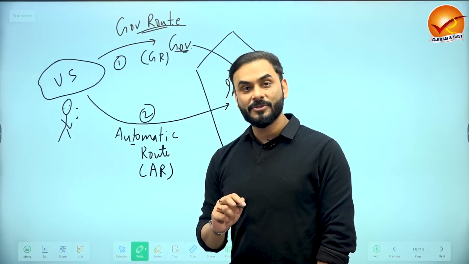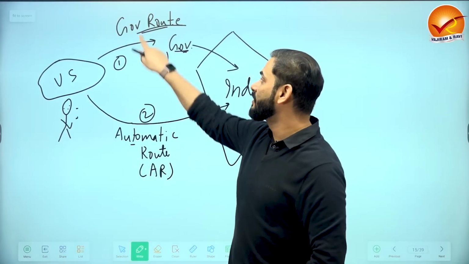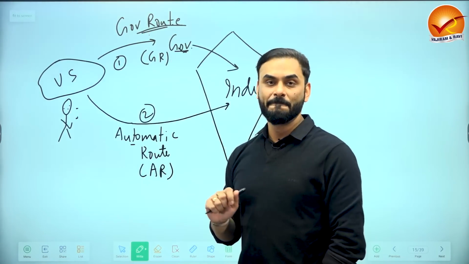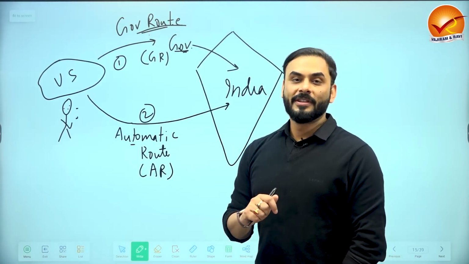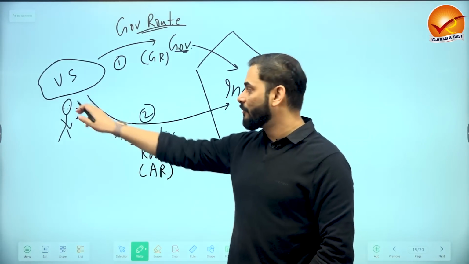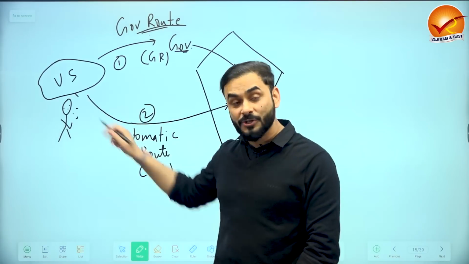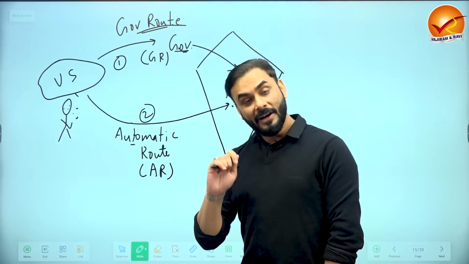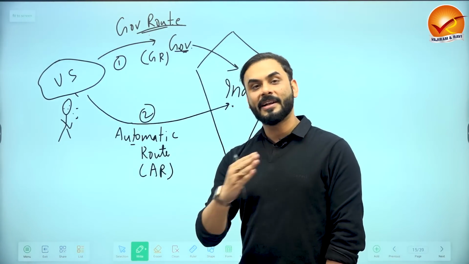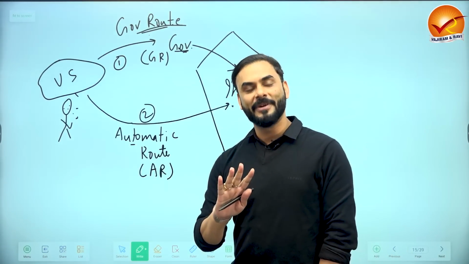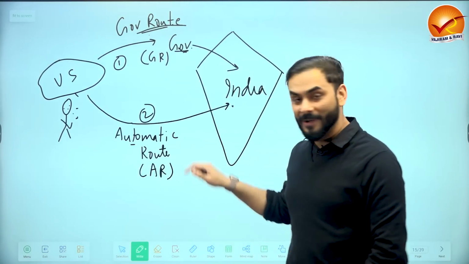So foreign direct investment can come through two routes. Number one is the government route, where you have to take prior permission from the Government of India. There is another route, called the automatic route, which means you don't have to take prior permission from the Government of India. So if a foreigner wants to invest in India, there are some sectors where they can directly come and invest without taking prior permission from government authorities. This is called the automatic route.